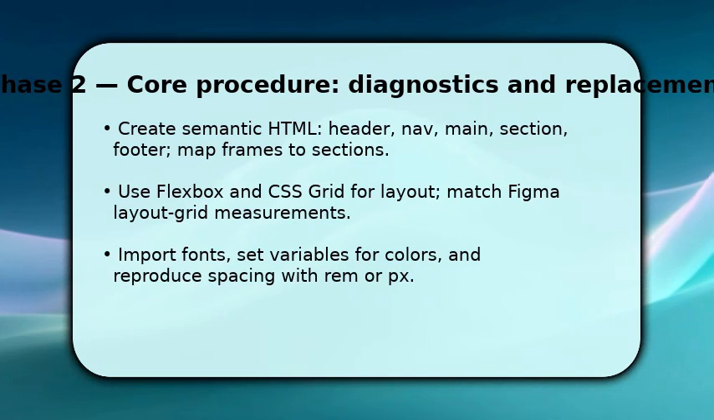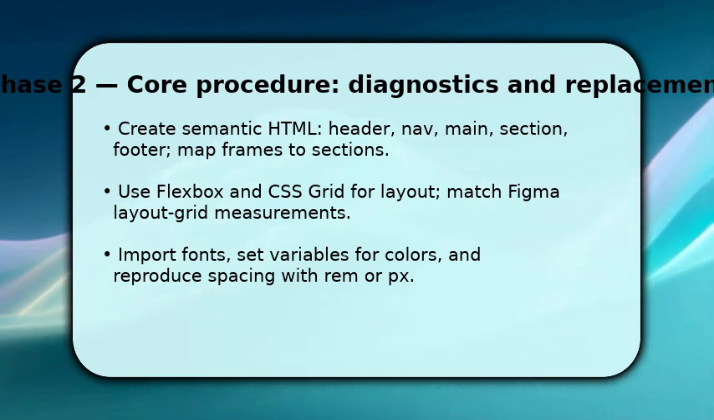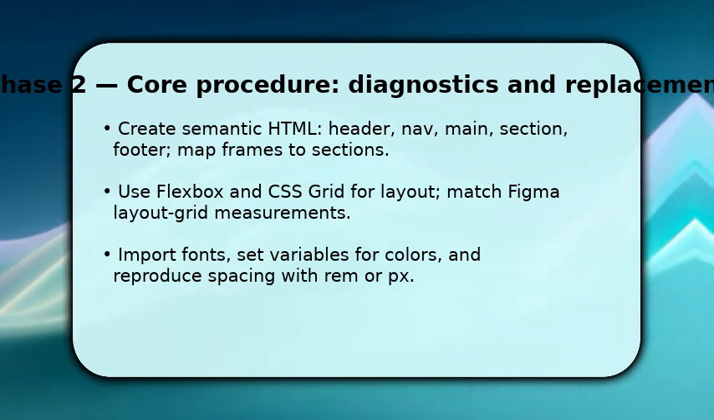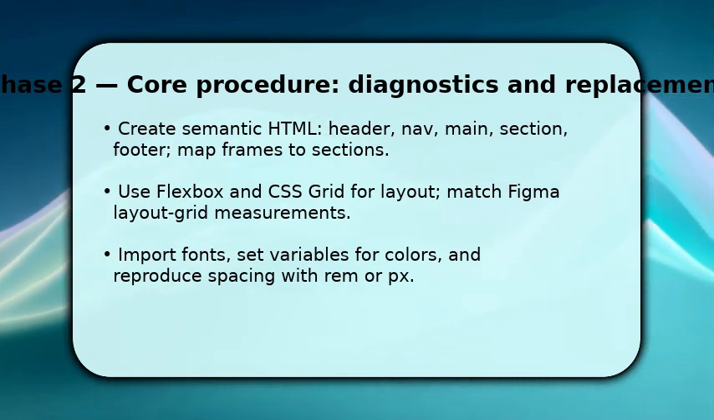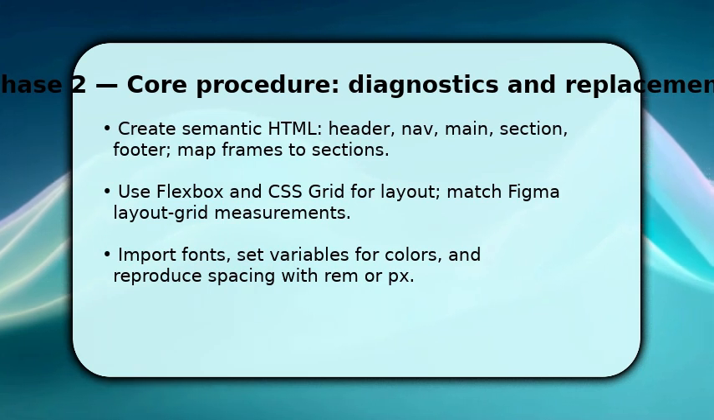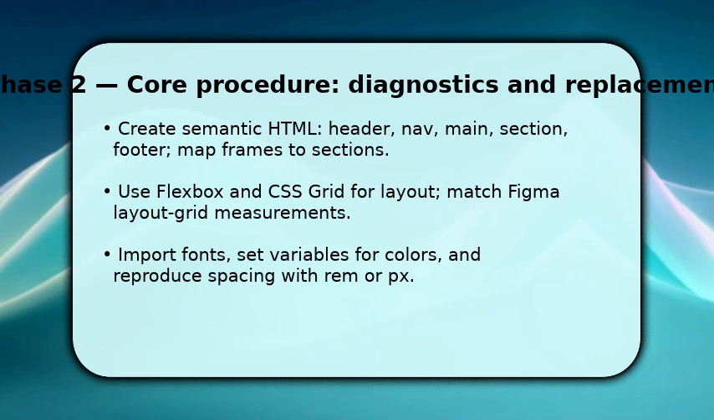Translate each Figma frame into semantic HTML elements like header, nav, main, section, and footer so accessibility and organization are better. Then implement layout with Flexbox for one-dimensional rows and CSS grid for complex two-dimensional arrangements. Reference the Figma layout grid for column gaps and widths.